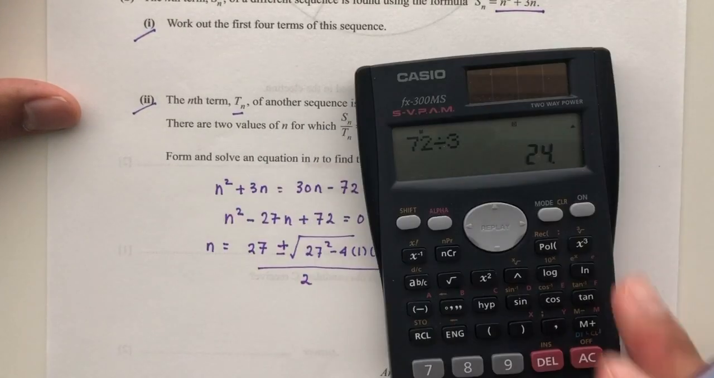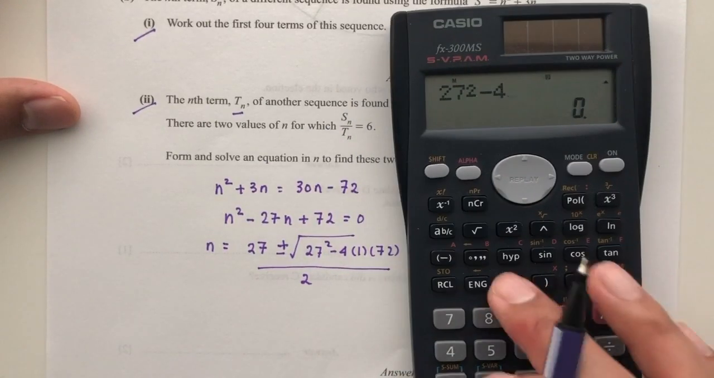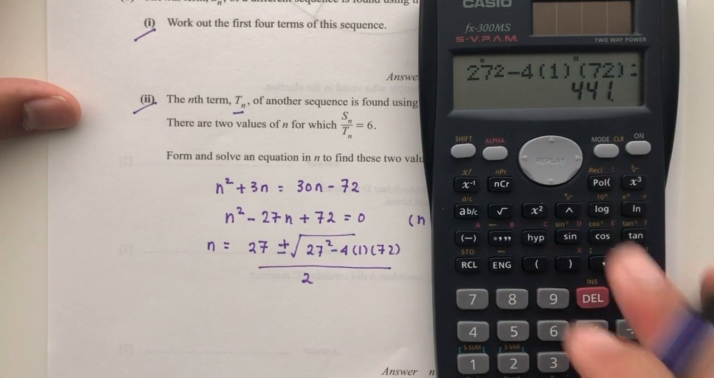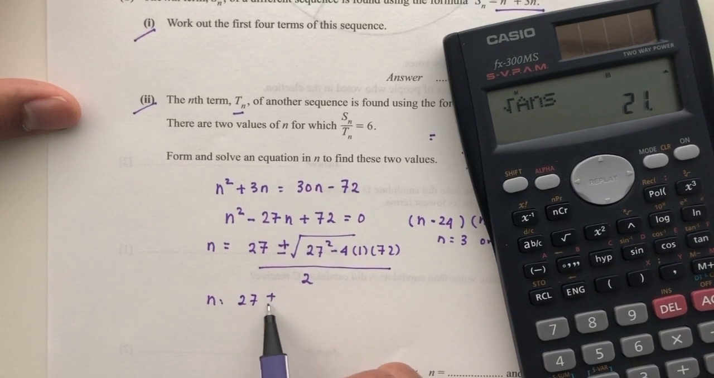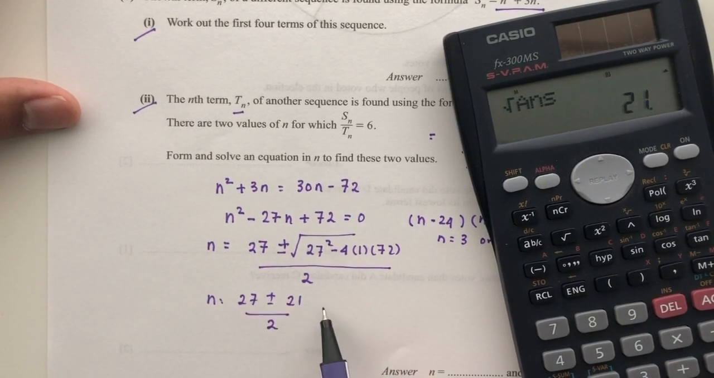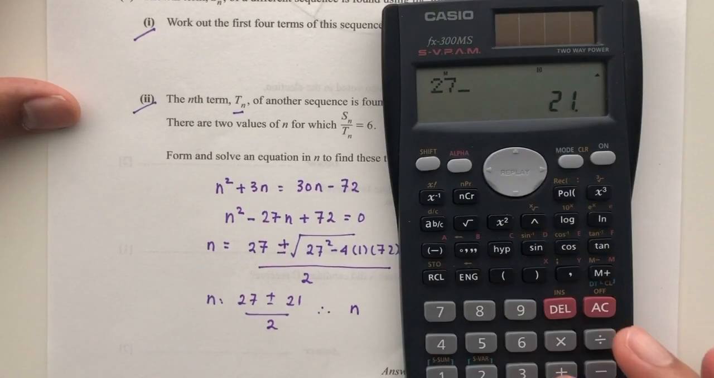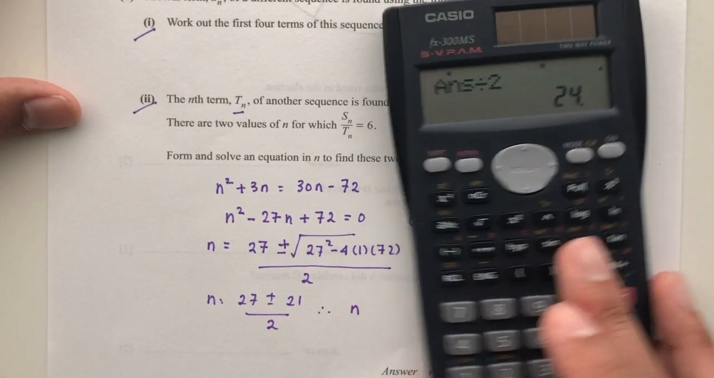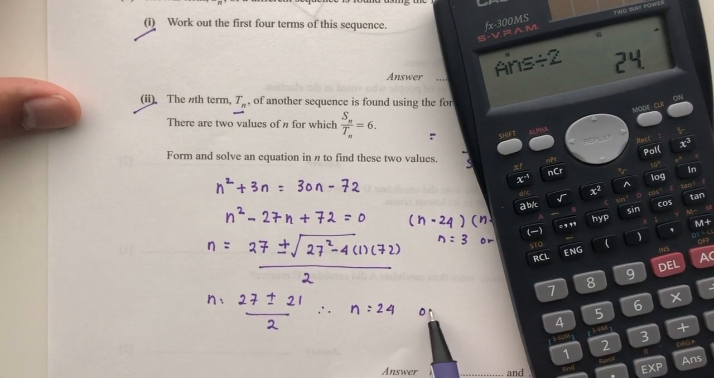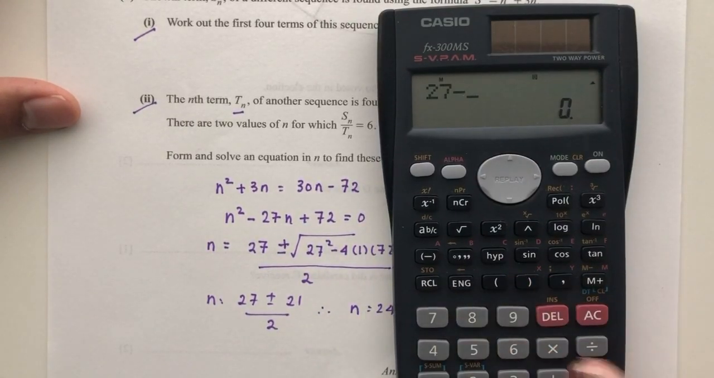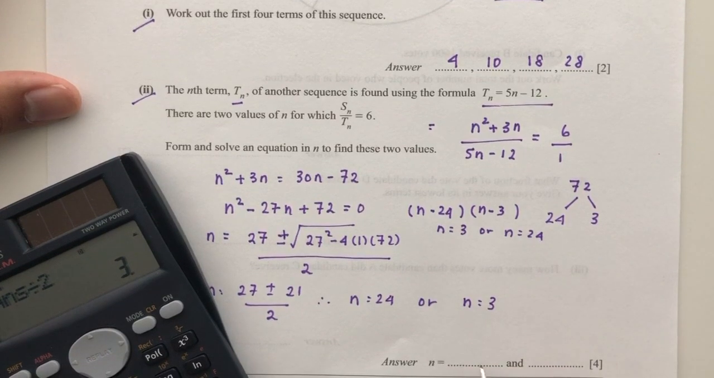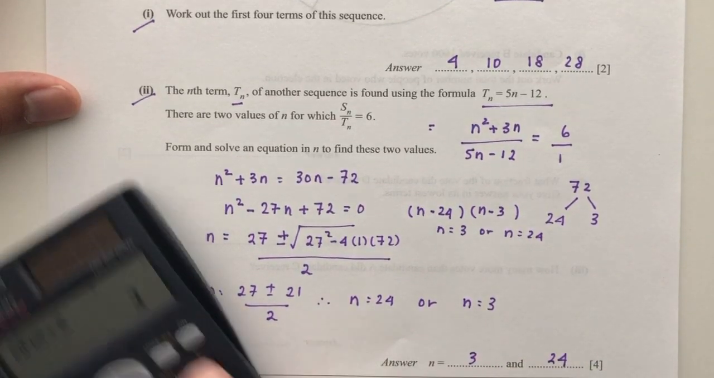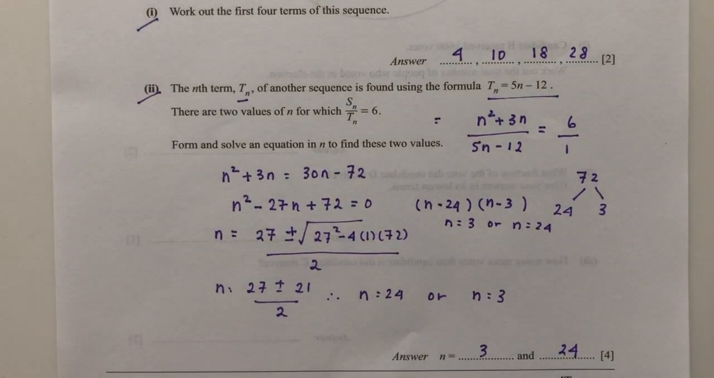So let's just use this one. 27 squared minus 4 times 1 times 72, that will be 441. The square root is 21. So n will be 27 plus or minus 21 over 2. For your first value, 27 plus 21 divided by 2, that will be 24, or it can be 27 minus 21 divided by 2, that will be 3. The two values for n will be 3 and 24. That will be part B. And that is for question number 6.